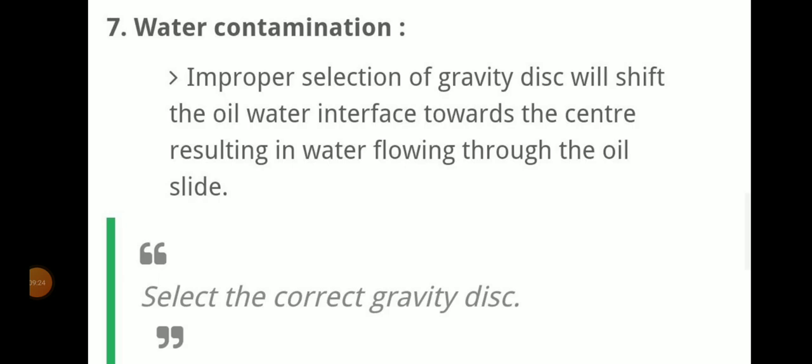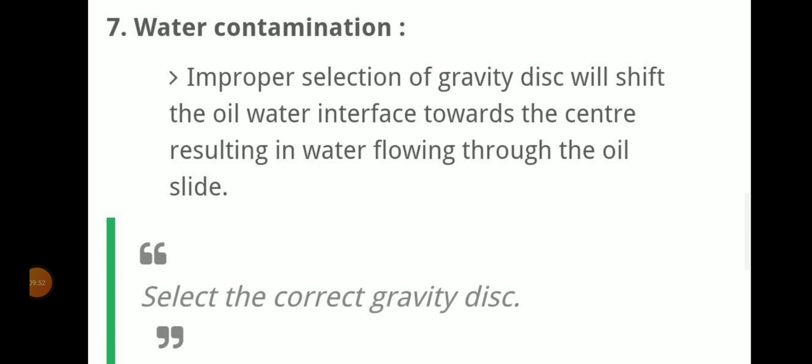Water contamination means improper selection of gravity disc will shift the oil water interface towards the center, resulting in the water flowing through the oil side. If we select an improper gravity disc, we have to select the proper gravity disc. So we have to select the correct gravity disc.